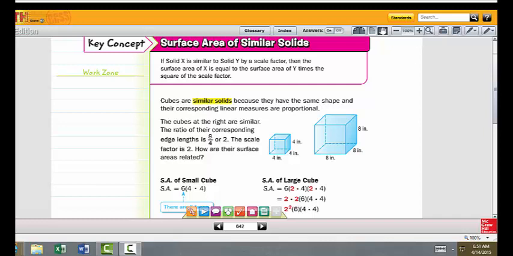Here are your instructions for 8-6. 8-6 is about changes in dimensions. So let's look at our first key concept here.